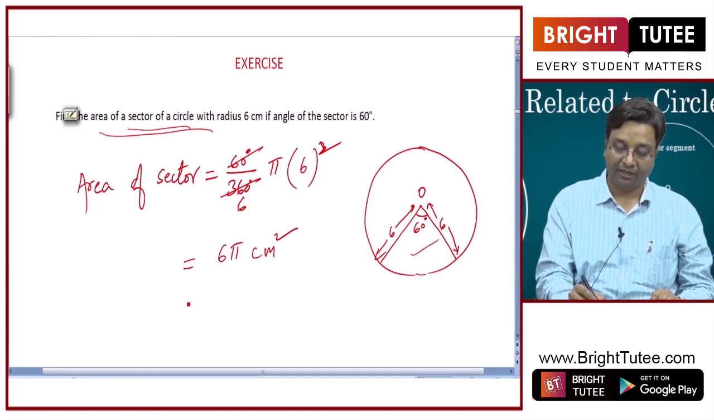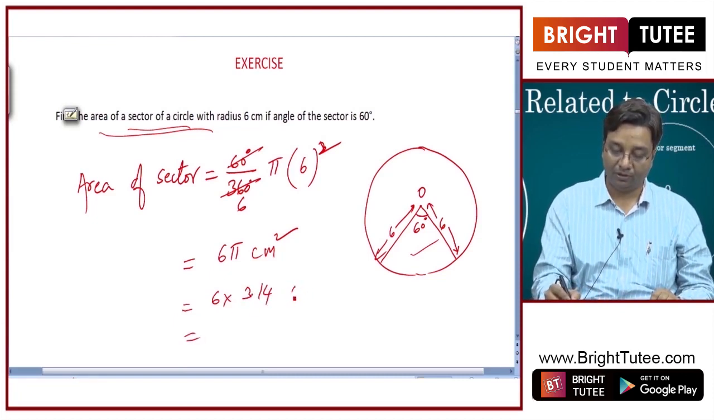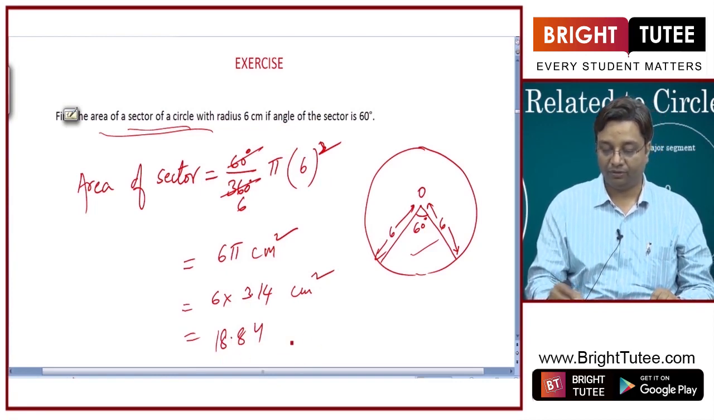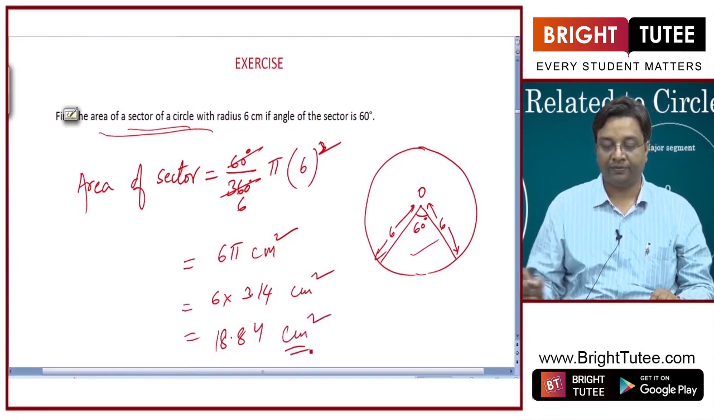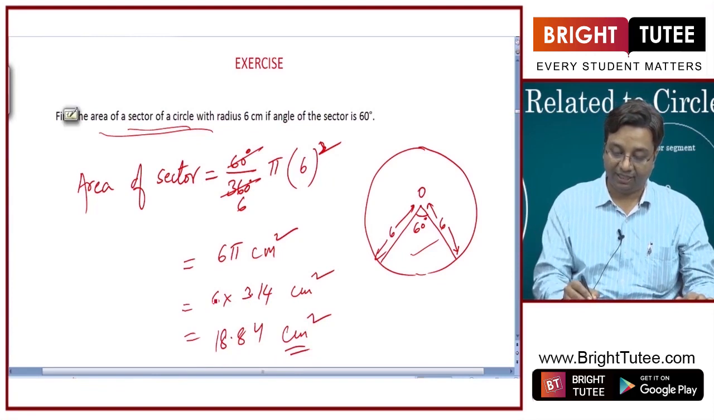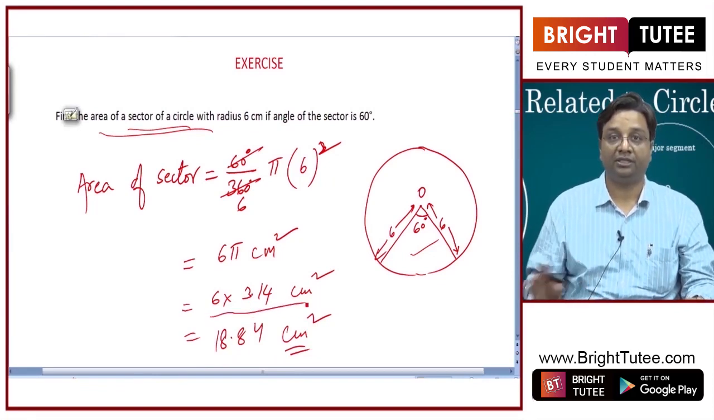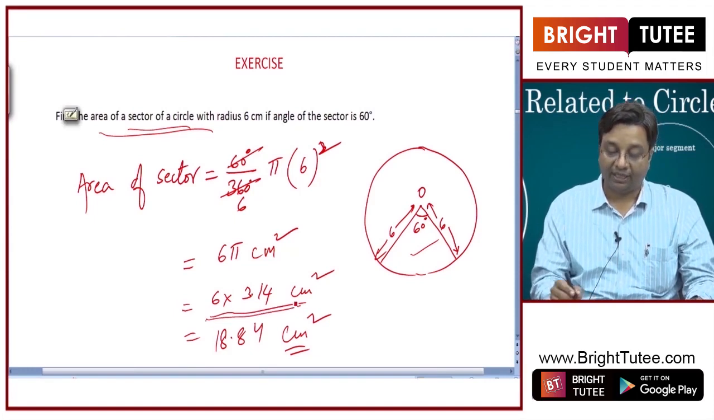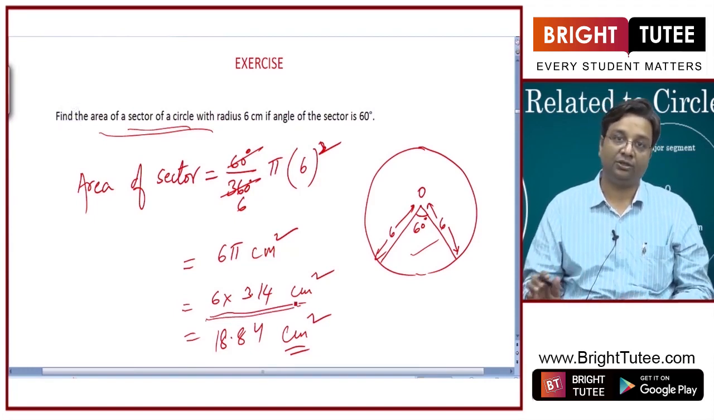Okay. If you take pi as 3.14, you can give the approximate value in decimal form also. 18.84 centimeter square, right? I'll leave this calculation to you. Okay, I'm just giving you an idea how to do this question, and I expect you to do these calculations yourself. Okay.